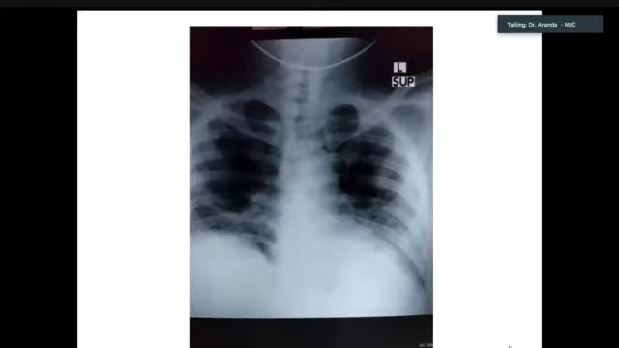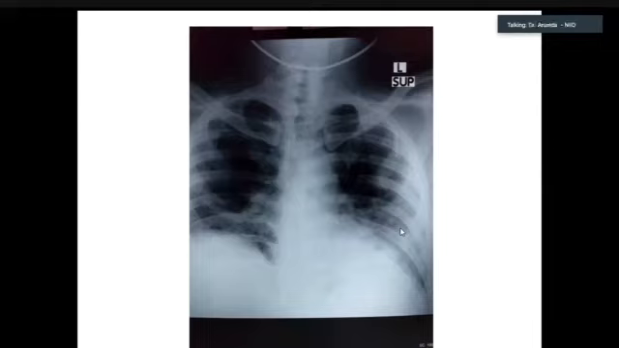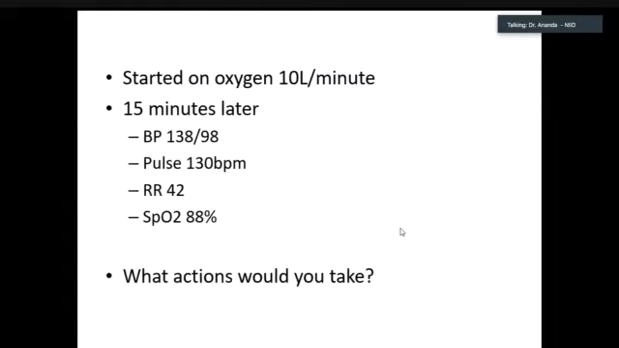So this is this patient's chest X-ray. Now, this is a typical chest X-ray of a COVID patient, right? If you can see, there is peripheral consolidation. What you can see is the shadows are there towards the periphery of the lungs, usually bilateral, and if you see the upper part and the middle part, that's quite clear, right? So this is the chest X-ray of this patient, which confirms pneumonia in this patient. So he was started on oxygen 10 liters per minute.